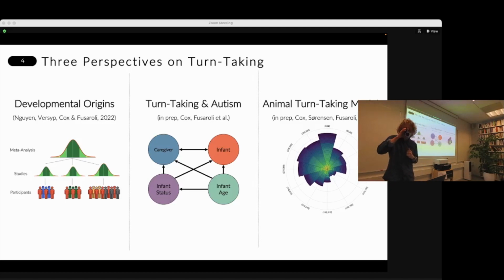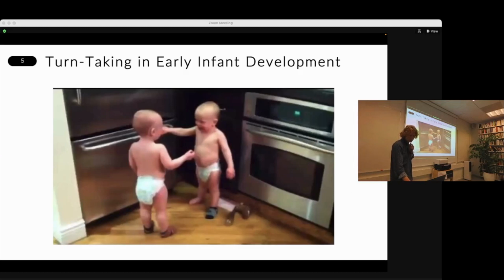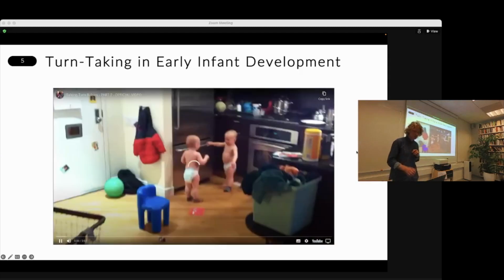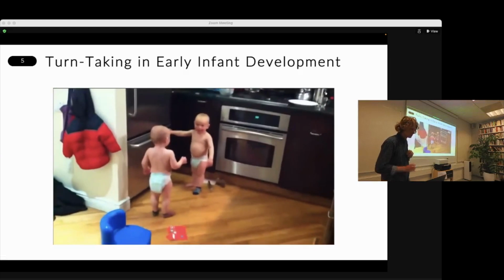Okay. So, we'll start with the developmental origins of turn-taking. And here's a classic clip of two babies interacting, two baby twins. Try to note the conversational exchange.